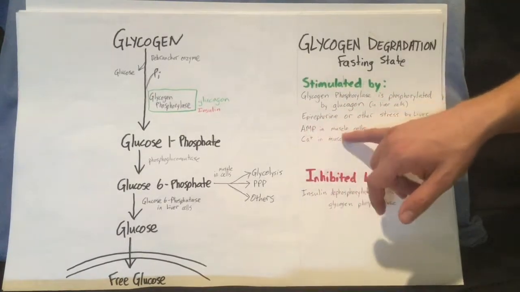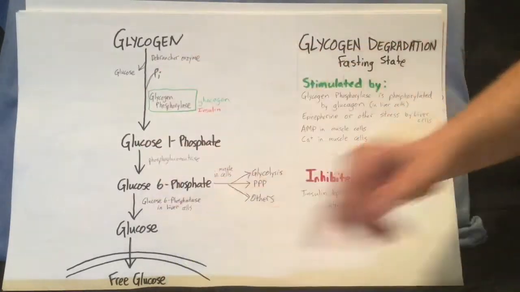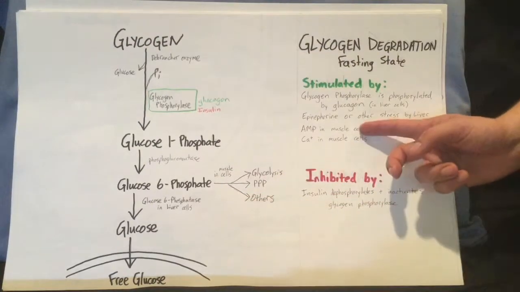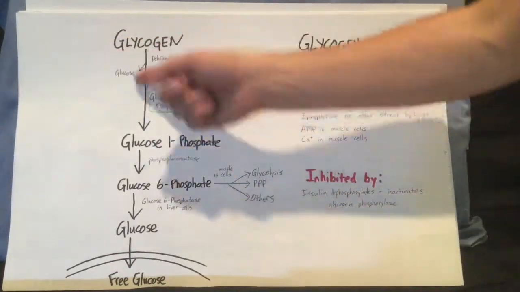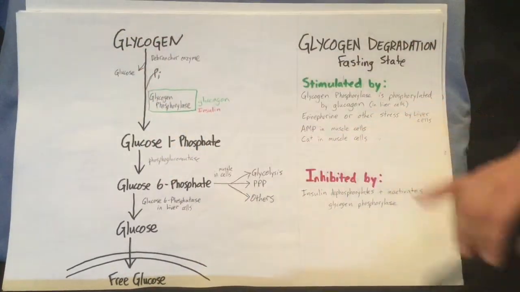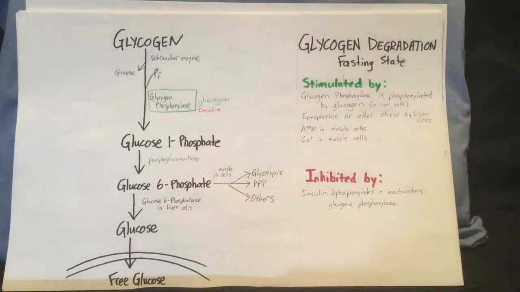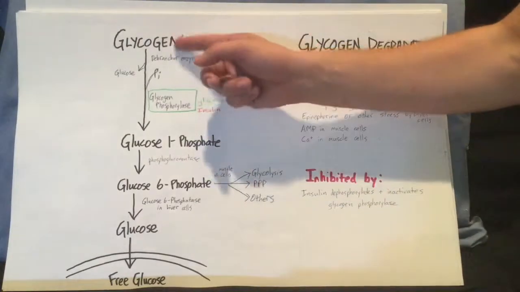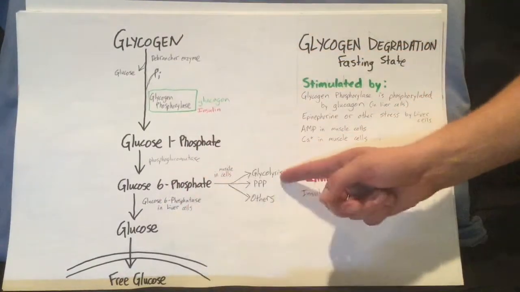Now, low energy inside the muscle cells will also stimulate this to happen, because we saw in glycogen synthesis, low energy inhibits that. So low energy is also going to activate this process. And also calcium in the muscle cells plays a role in activating this process, because it's saying, again, hey, we're working hard here. Let's go. Let's get this going. Let's mobilize some of the stored glucose and get it to where we can use it.